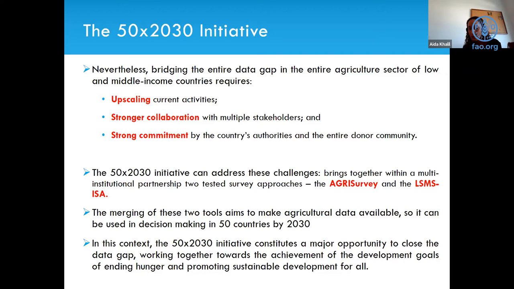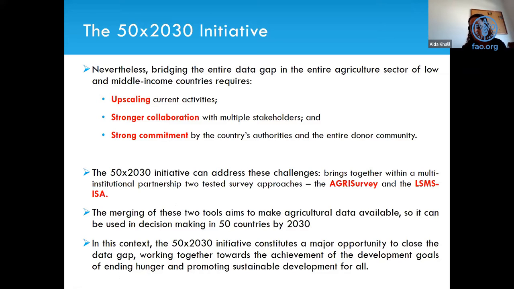the AgriSurvey project and the LSMS-ISA initiative of the World Bank, where LSMS-ISA stands for Living Standards Measurement Study, Integrated Surveys on Agriculture. And the objective of this initiative is to have, by 2030, the two integrated surveys implemented in 50 countries that are not currently collecting all the agricultural information that is needed for policy making.